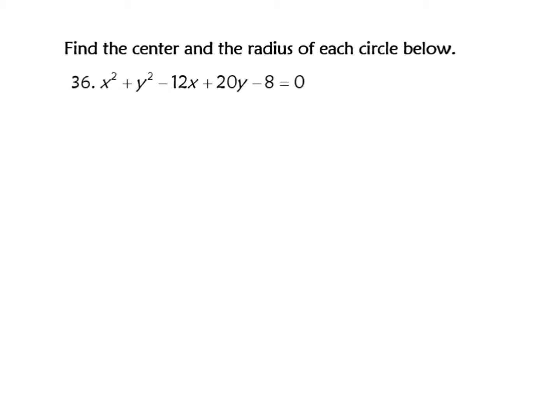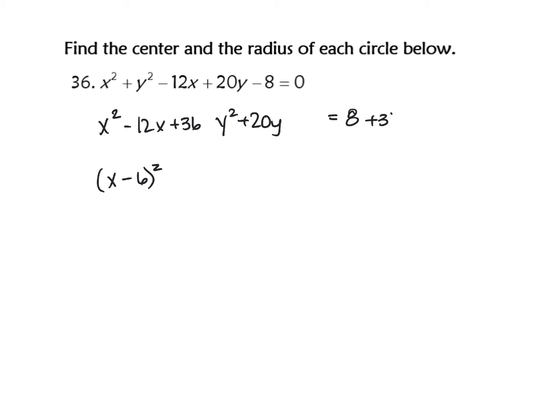Okay, so next one. Again, if you're struggling, if I'm going too fast, go back to number 33 and watch the video there. I explain all the details a little bit better. Rearranging, I have x squared minus 12x, leave a space, y squared plus 20y, leave a space, equals, taking my 8 to the other side becomes a positive 8. Negative 12 divided by 2 gives me negative 6. Need to square that. Negative 6 squared gives me 36.